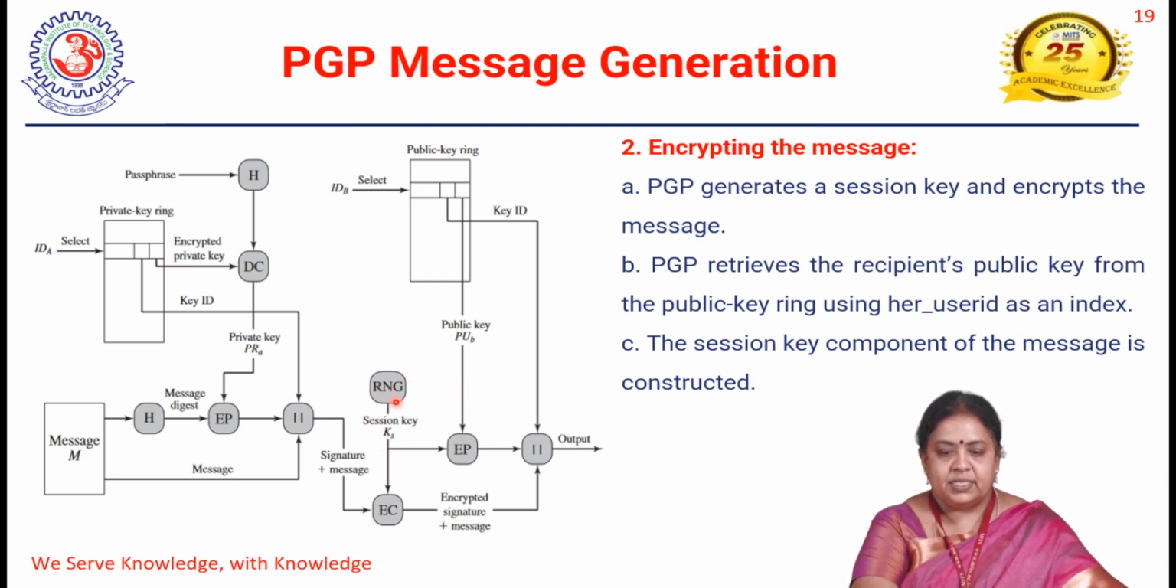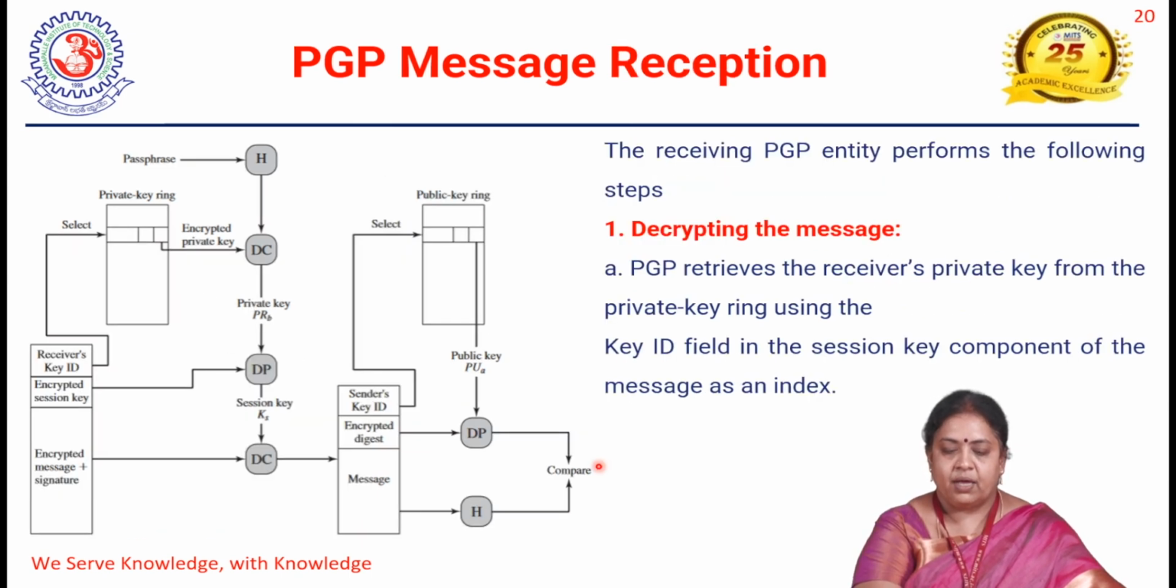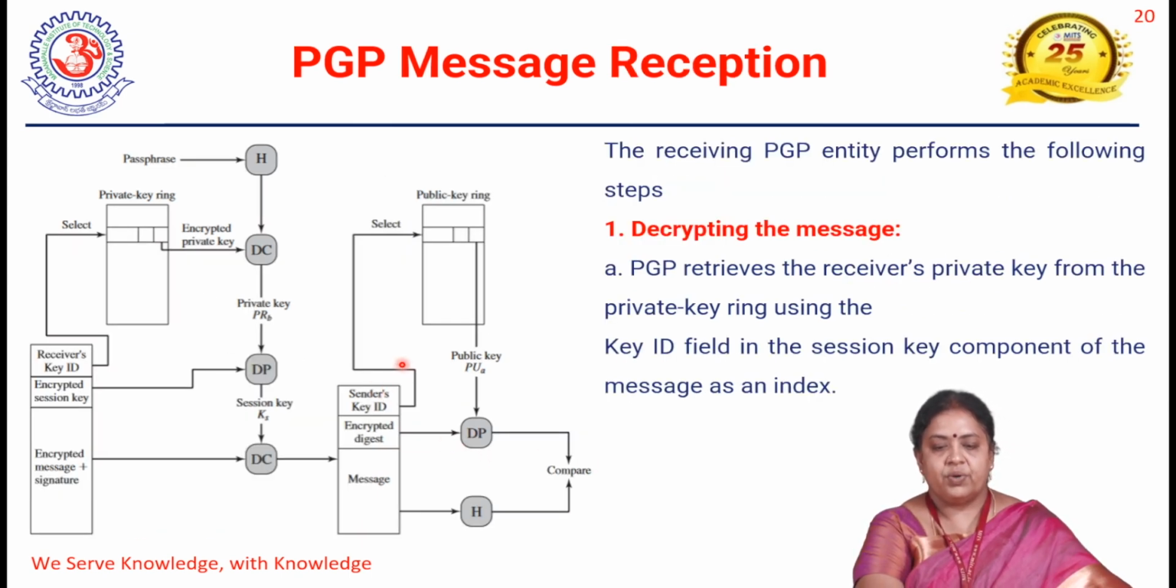So PGP generates a session key and encrypts a message. PGP retrieves the recipient's public key from the public key ring using her user ID as an index. The session key component of the message is constructed, so it will be sent along with the message. Then we will see how the receiver is going to act.